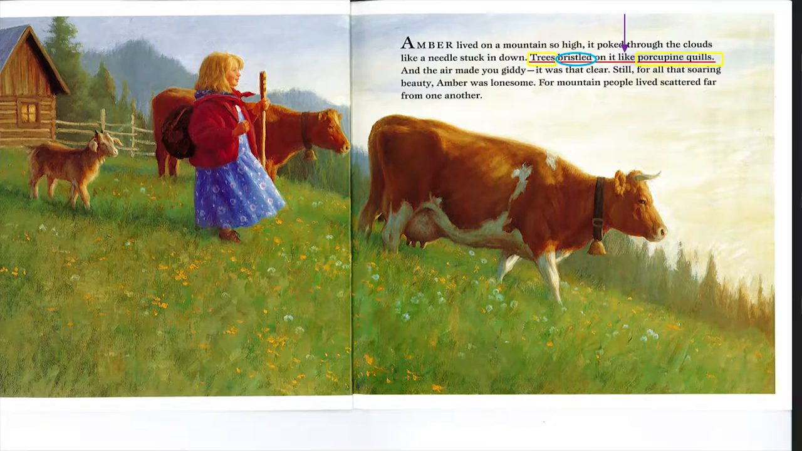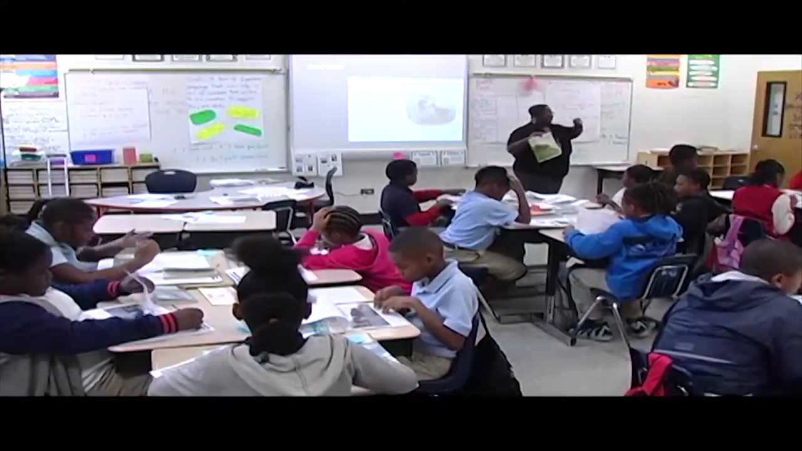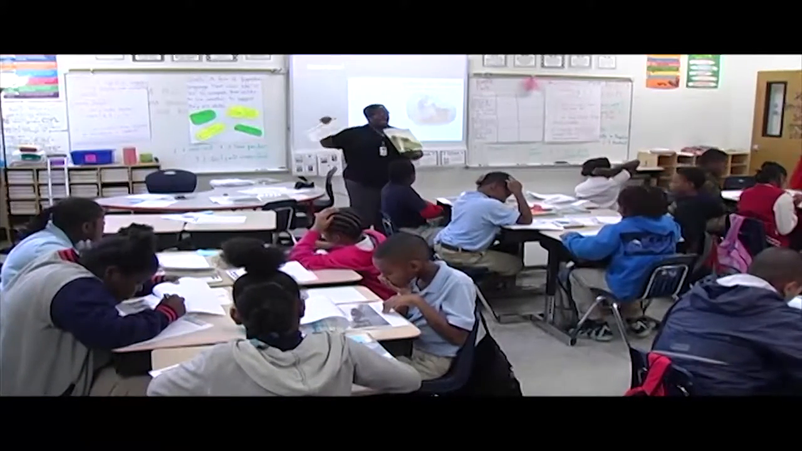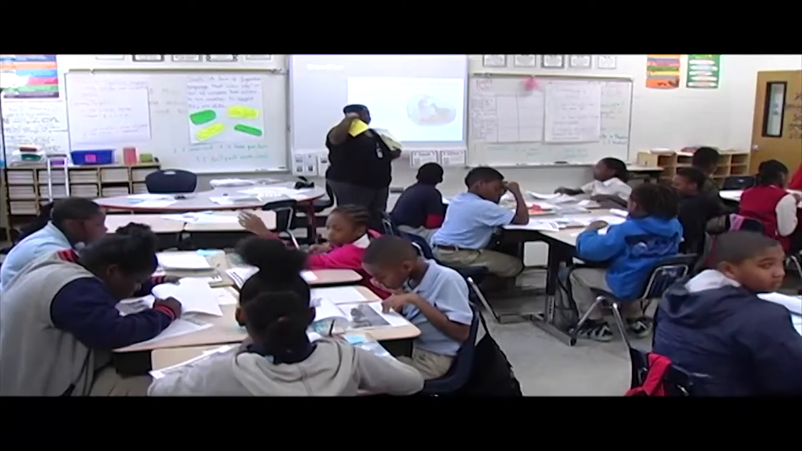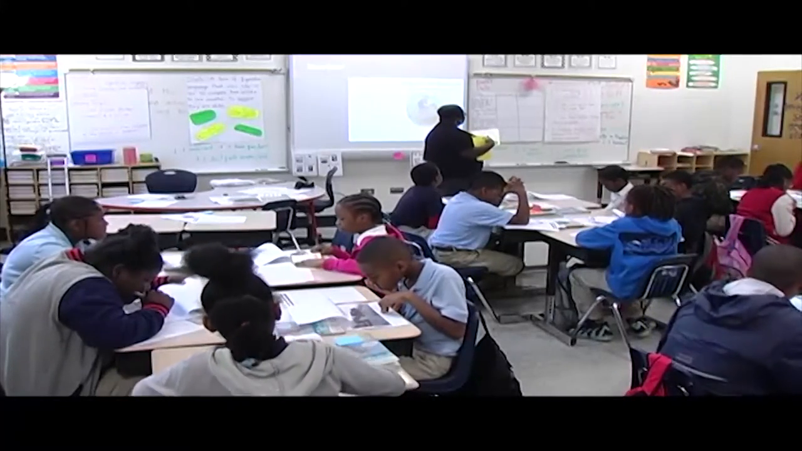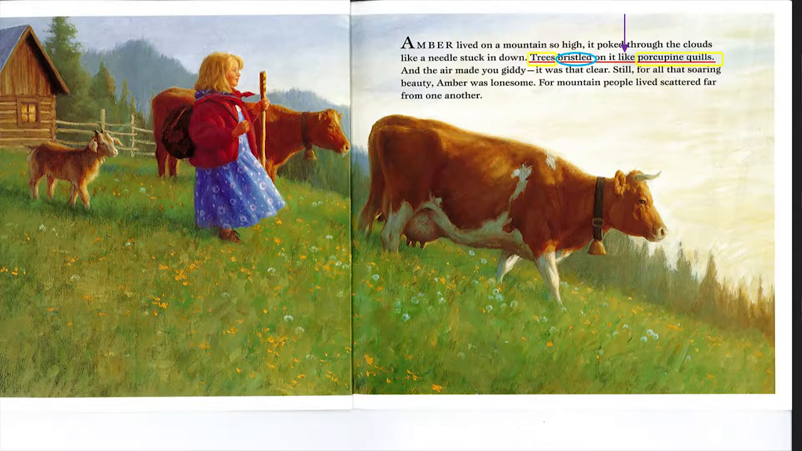one another. Now, I saw the word like twice. So now that I've seen the word like, something in my head says that I may see a simile. So let me think about this. I see the word like. So then I ask myself, do I see two unlike things being compared? The very first sentence, I see a mountain poking through the clouds being compared to a needle stuck in down. So my comparison is the mountain poking through the clouds and the needle stuck in down.